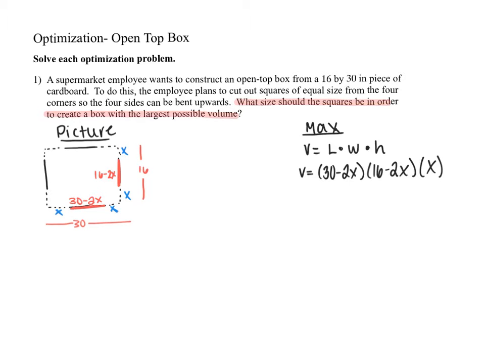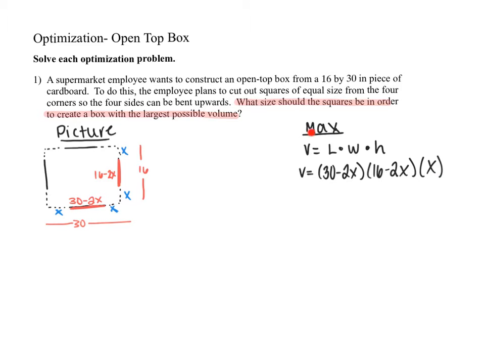So I know it's difficult to see this without a 3D demonstration. So the concept really is the length will always be the original value minus 2X. The width will always be this original value minus 2X. And the height will always be X. That's the concept that you're going to need.